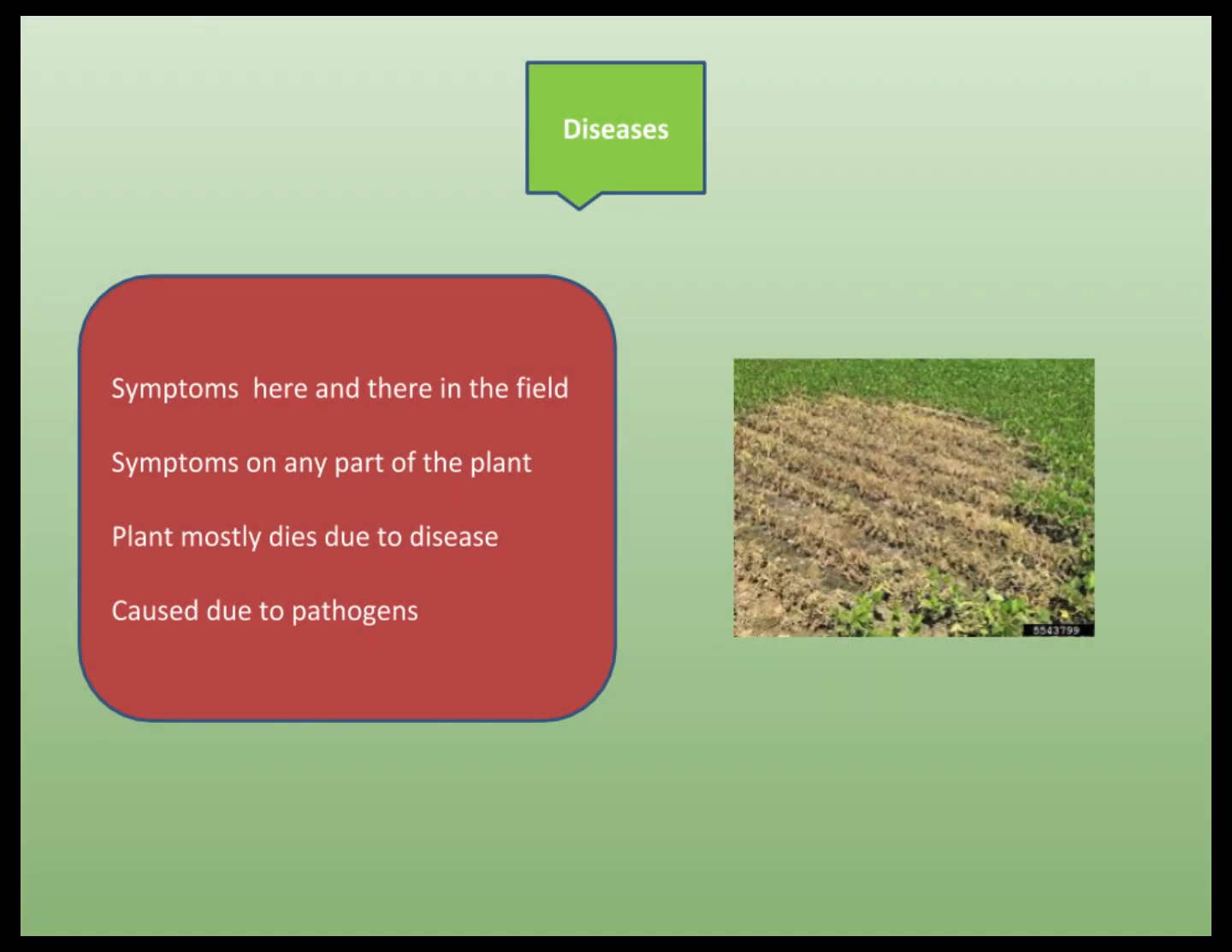If, on the other hand, the symptoms are caused due to diseases, then such symptoms are not uniform throughout the field, but seen here and there in the field, and such symptoms can be seen on any part of the plant, unlike a specific part as in the case of nutrient deficiency. Such symptoms are caused due to pathogens which sometimes can be seen on the plants, and if not controlled, the plant mostly dies due to disease.